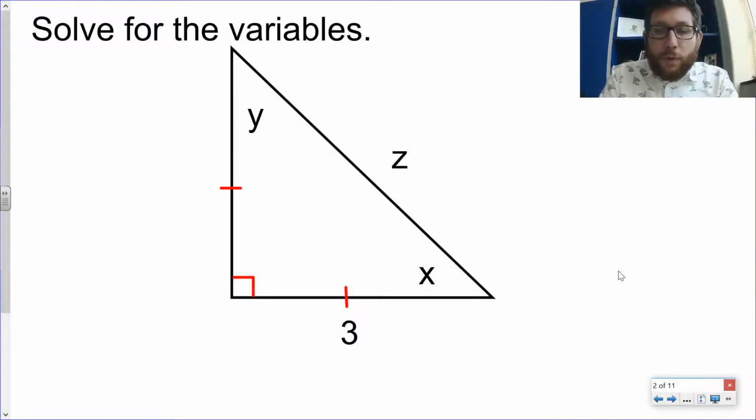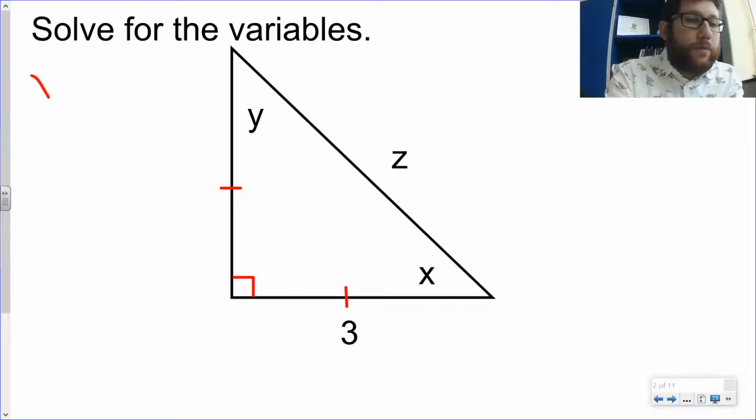You kind of want to explore this a little bit and see what happens here. So I want you to solve for all the variables here. The first thing we should probably do is solve for the missing angles, right? I've got a 90-degree angle. I also have an isosceles triangle. Remember, this triangle has two equal sides. So the isosceles triangle tells me that x and y are equal.